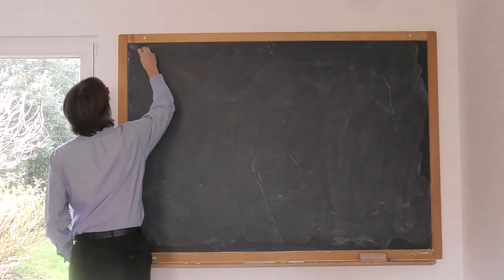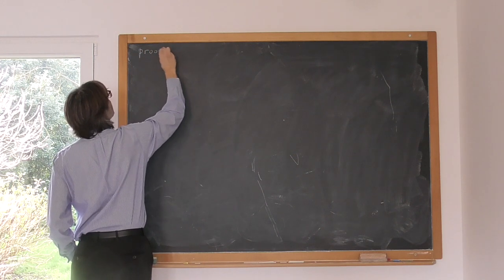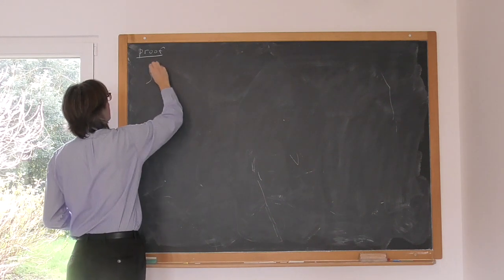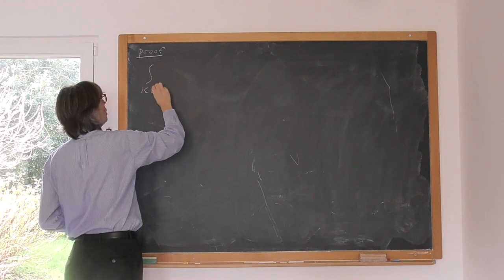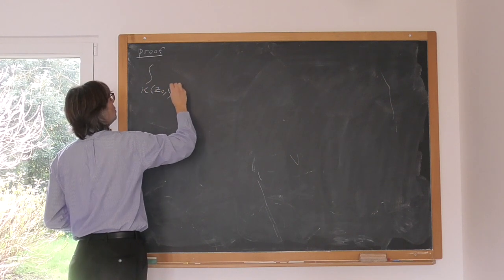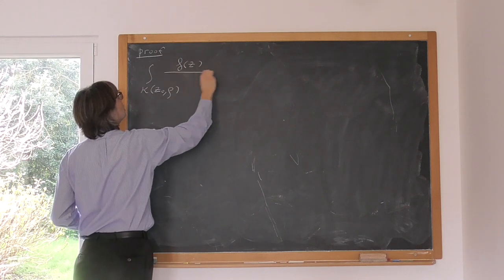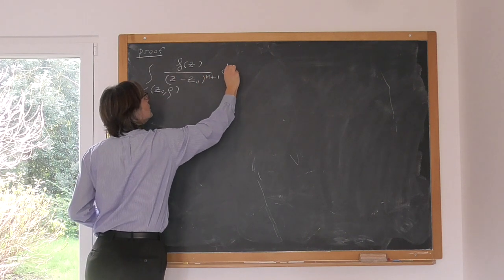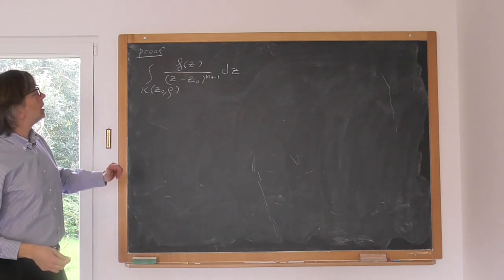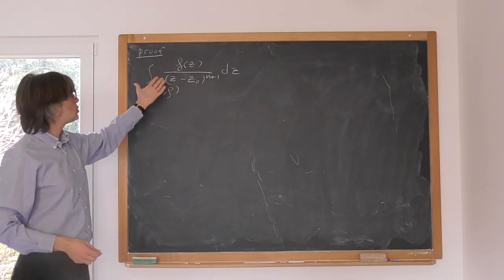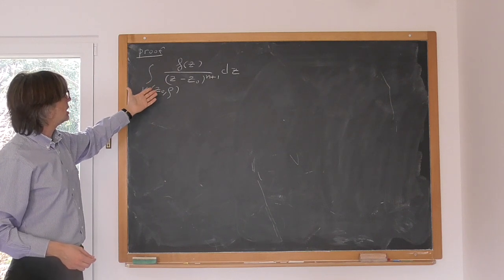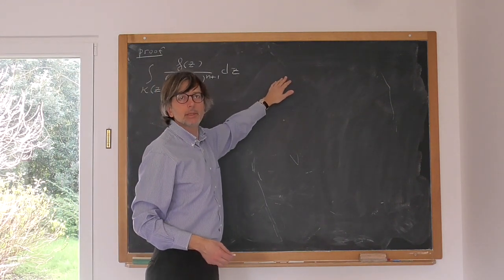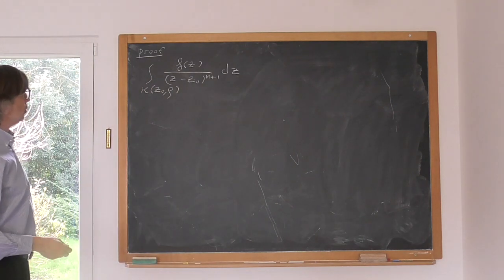So, proof. In the proof, we actually start with this integral, the integral over this circle centered at z0 with radius rho, of f of z divided by z minus z0 to the power n plus one in dz. And what we want to do is to compute this integral and show that this integral will be exactly 2 pi i times a n. This is what we want to show.